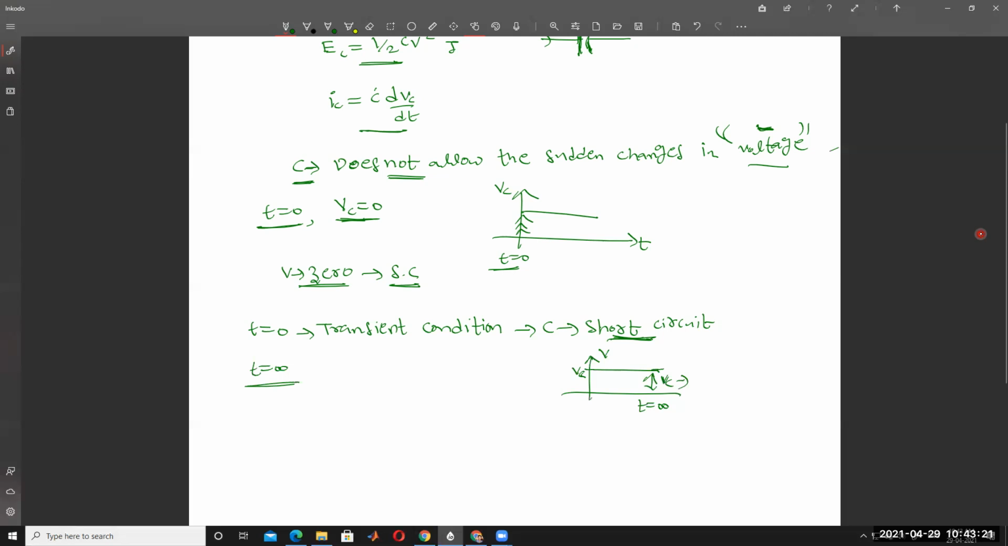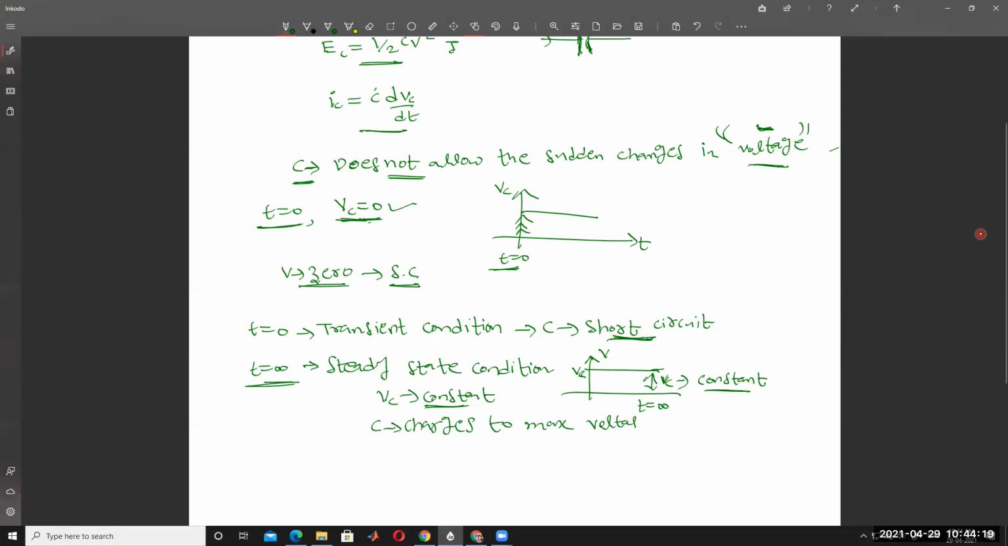Vc is constant. At the time of t is equal to 0 only, this voltage is 0, because the capacitor does not allow sudden changes in voltage. So voltage across the capacitor Vc is equal to 0. And under steady state condition, t is equal to infinity, Vc is constant. That means maximum voltage appears across the capacitor. Capacitor charges to maximum voltage.